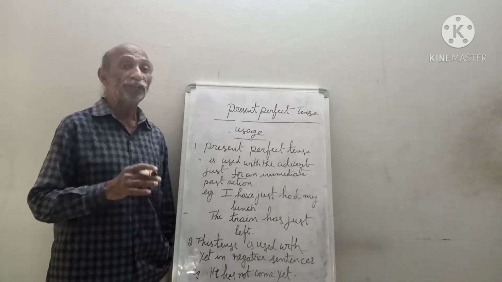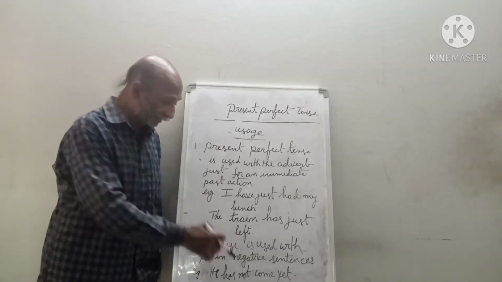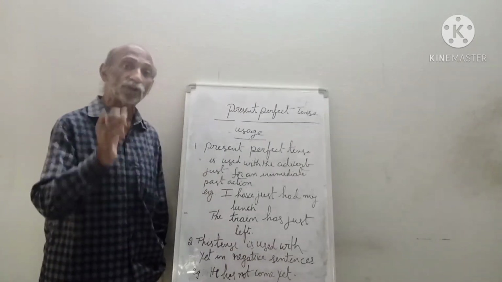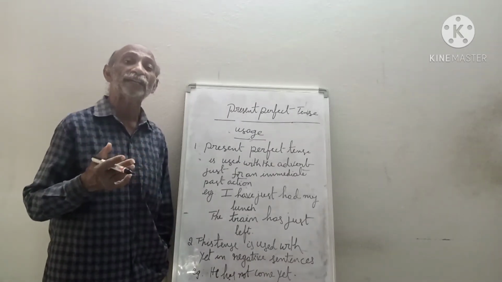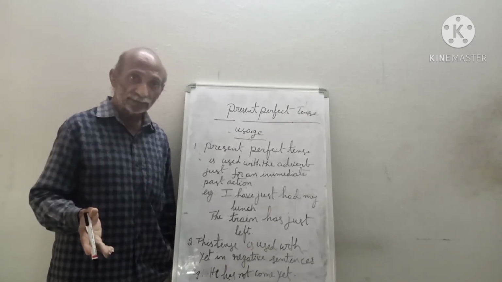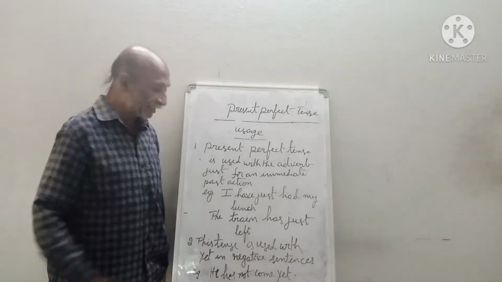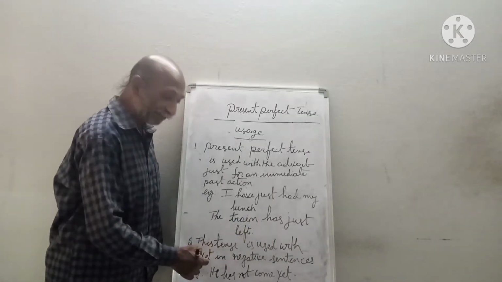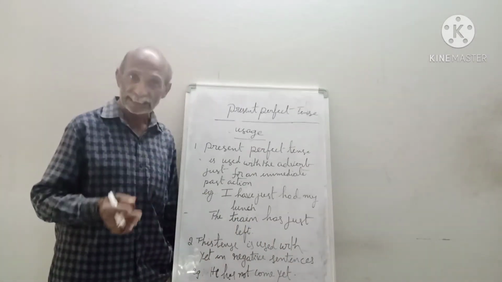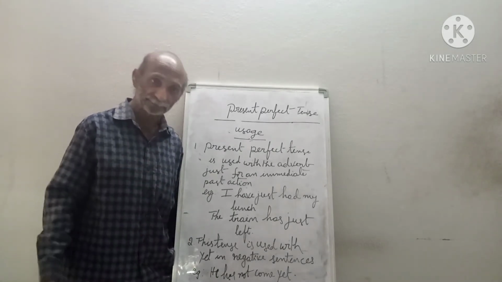Or, haven't they finished their project yet? See, either negative sentences or negative interrogative. Haven't they finished their homework yet? Has he not come yet? So, this present perfect tense is used with the adverb yet in negative sentences or negative interrogative sentences.